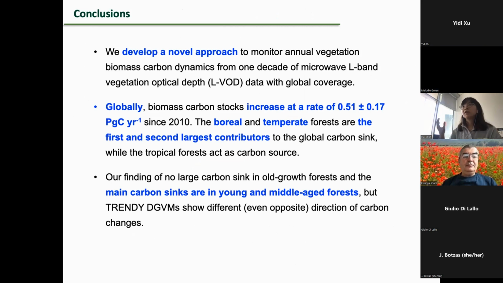So for this work, we developed a new method to remove the RFI effect and the water content effect on LVOD, and generated a global coverage map of biomass change from LVOD. Globally, we found the carbon stock from 2010 increases at 0.5 petagrams of carbon per year. The boreal and temperate regions are the major contributors, and the wet tropics are a carbon source. And we think our results show the young and middle-aged forests are major contributors to the carbon sink.